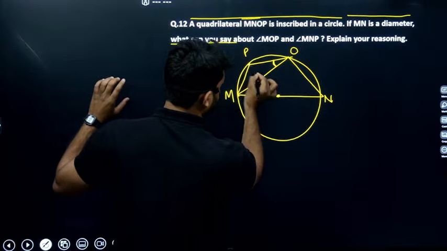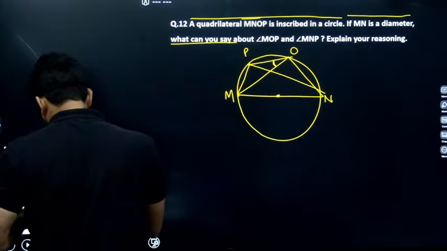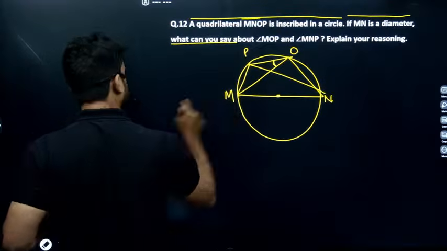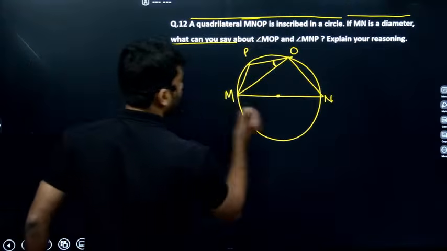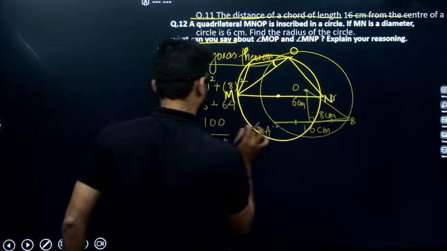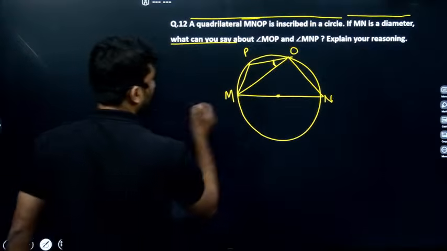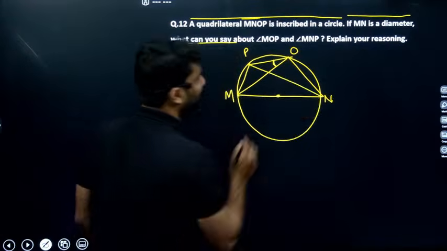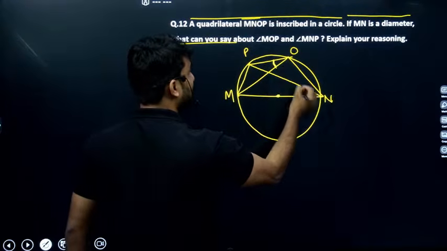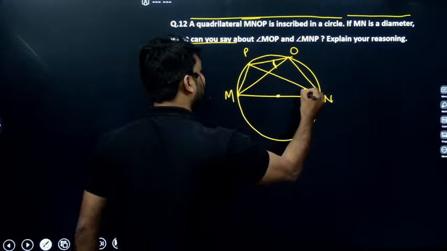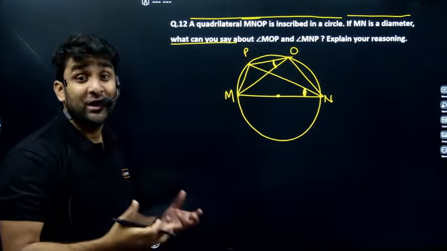MNP. Okay, so join this. What can you say about these two angles, MOP and MNP? Very good. So this will be MNP. Guys, what can you say about these two angles? This angle and this angle. Both the angles will be equal to each other.